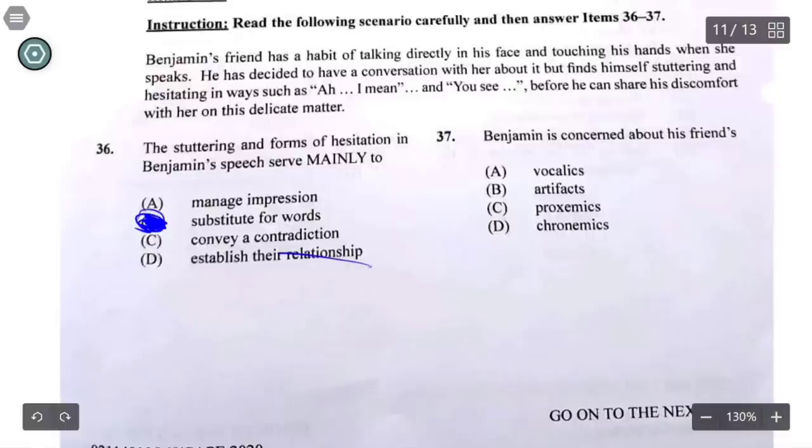37. Benjamin is concerned about his friend's vocalics, artifacts, proxemics, or chronemics. Proxemics. Like, you're too close. Take a couple steps back. Please and thank you. That's what's going on there.